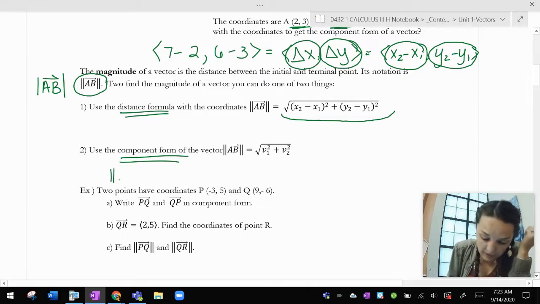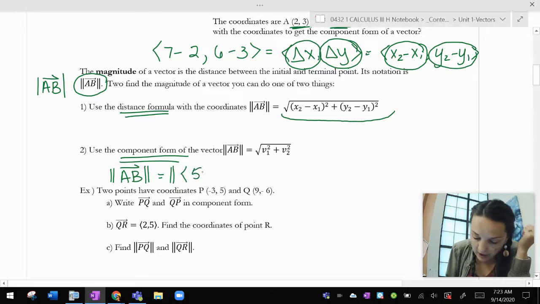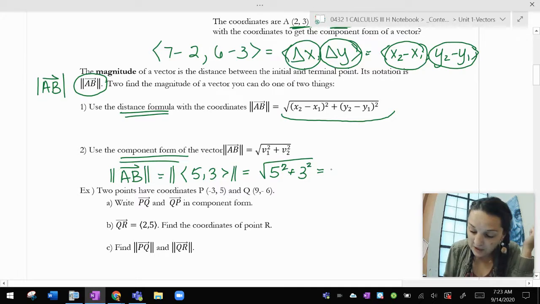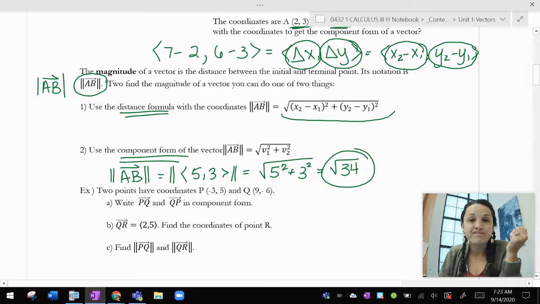So if I want to find the magnitude of AB, which we currently have, that would be the magnitude of 5, 3, which means I'm just going to square root the sum of the squares of 5 and 3. And 25 plus 9 is 34. There's the magnitude.